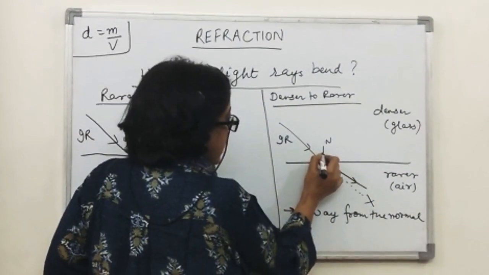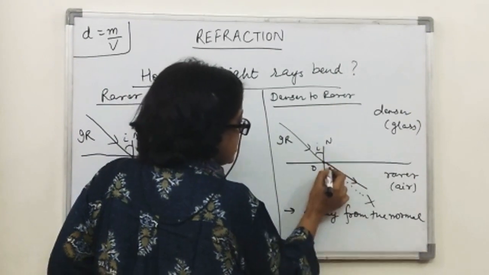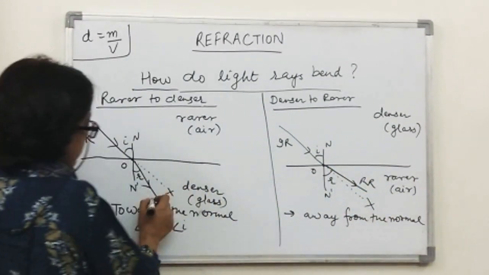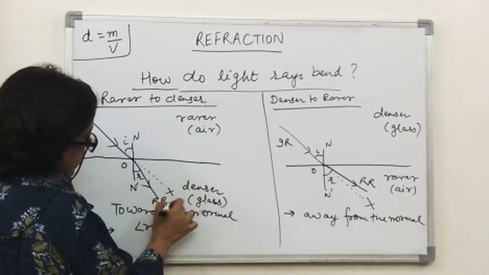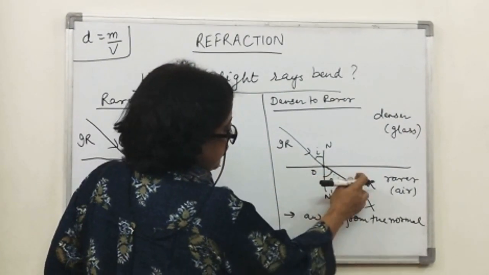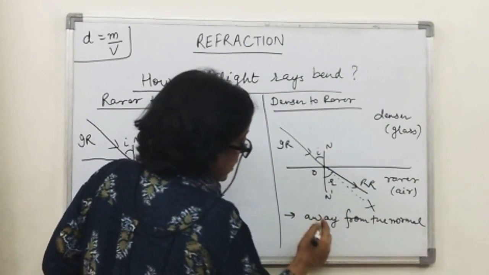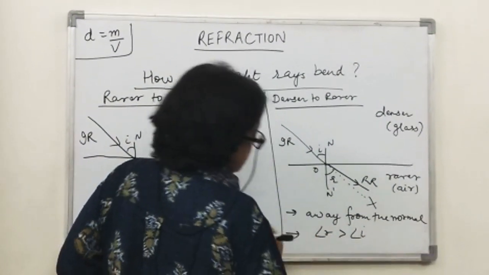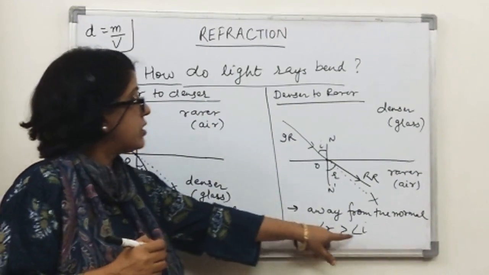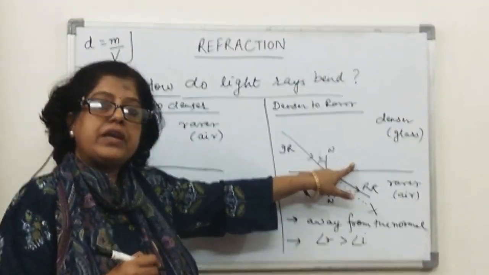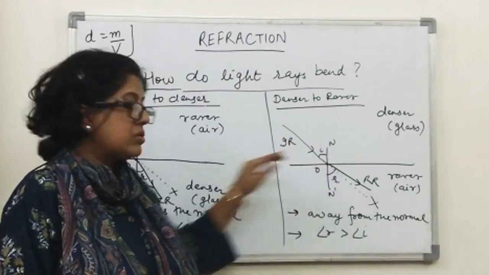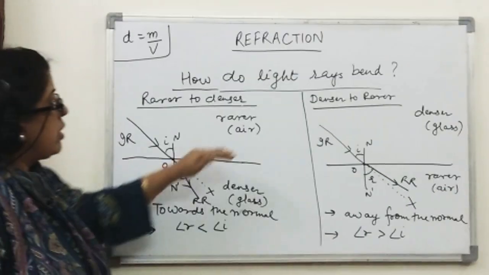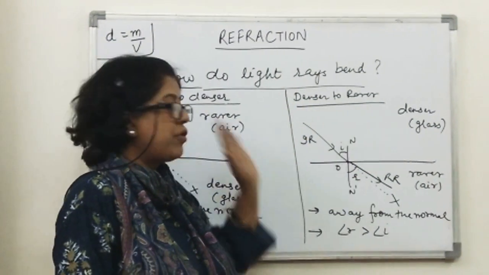If I say this is angle I between incident ray and normal, this is angle R between refracted ray and normal. I have not labeled the refracted ray here, so this is the refracted ray. Angle R is the angle between refracted ray and normal, and we can see here angle R will be greater than angle I in this case. Angle of refraction is greater than angle of incidence when a ray of light goes from denser to rarer. So this is how a ray of light bends: from rarer to denser towards the normal, denser to rarer away from the normal.